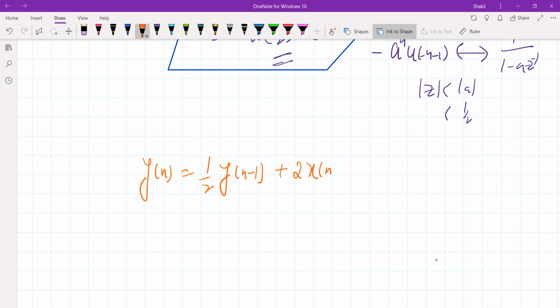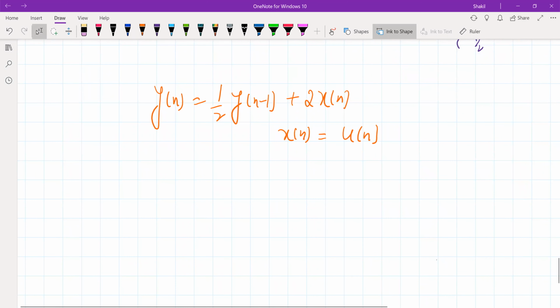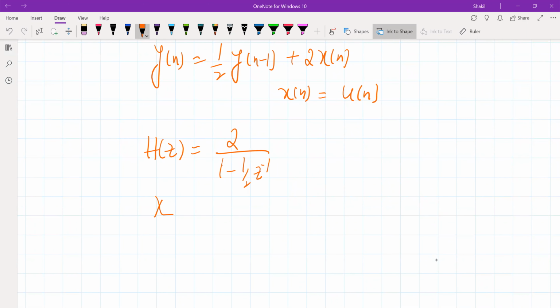If I have to compute now the step response, my x[n] is u[n]. Using the z transform, how do I compute this? I have already computed H(z) for this. H(z) is 2 divided by 1 minus 2 z inverse. Now, what is X(z) here? We know X(z) is 1 by 1 minus z inverse, and we have already computed the z transform of u[n], if you remember.